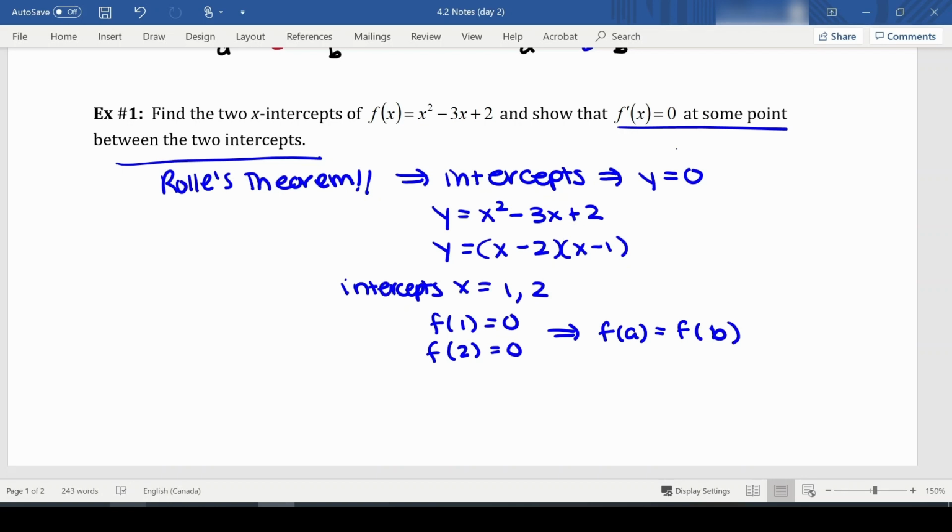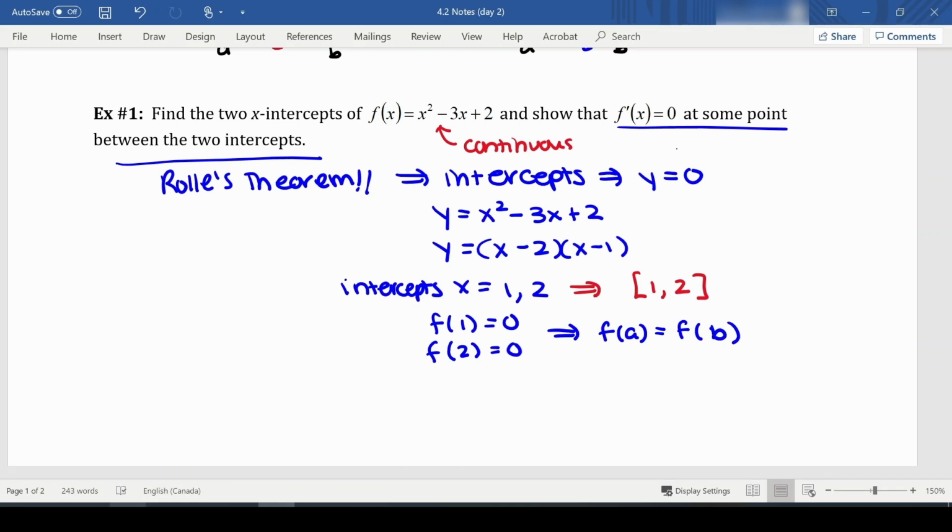So as soon as I have f of a equals f of b, my function is continuous. My closed interval would be 1 to 2, and I'm continuous on that closed interval. I'm differentiable everywhere, right? Now I would need to show that there is at least one place where I have a maximum or minimum.